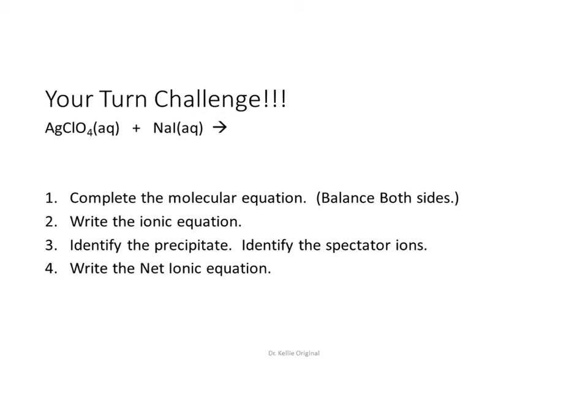Here's what we've been building to the entire time. I'm giving you two reactants. I want you to complete the molecular equation. In other words, I'm wanting you to tell me what two products are going to form. Then write the ionic equation. Identify the precipitate. Identify the spectator ions. And write the net ionic equation for me. That's 4 things. Deep breath. We've spent the last couple hours doing each one of these 4 things as a separate problem. So all I'm asking you to do is what you've already done.